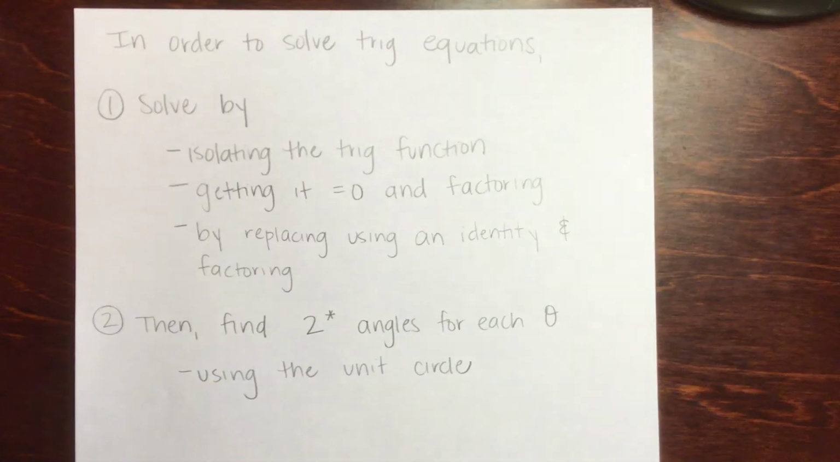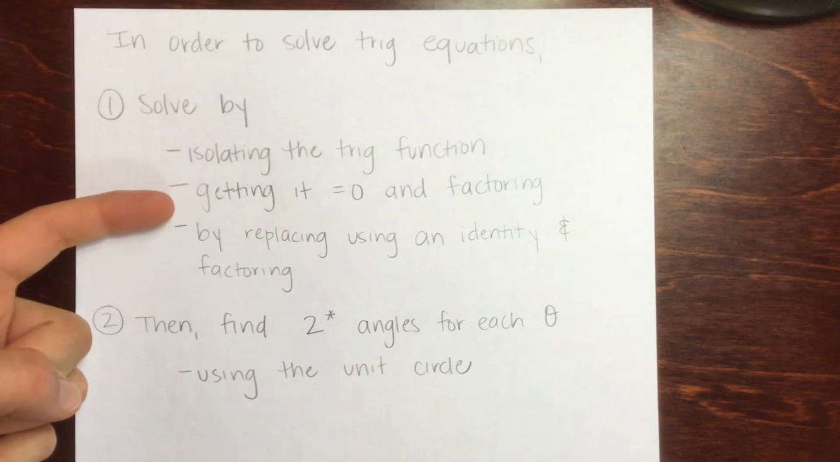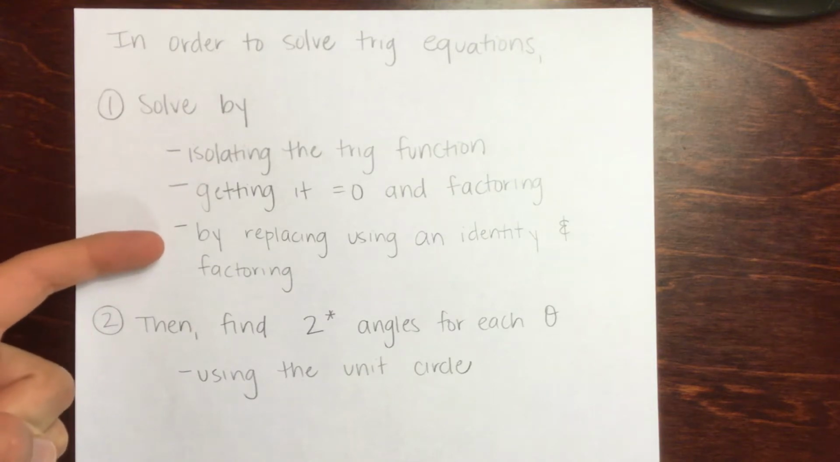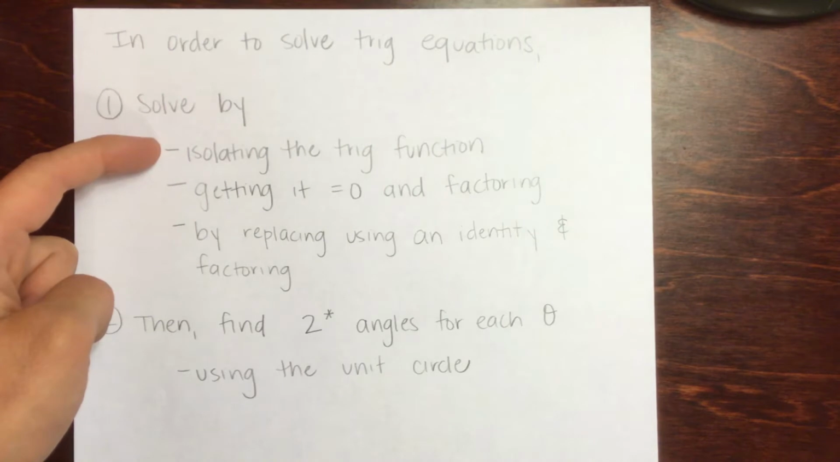This will be our first video in solving trig equations. So how do you solve trig equations? First, you have to solve by either isolating the trig function. Sometimes you need to get it equal to 0 and you'll have to factor. And sometimes you are going to have to use an identity to replace something and then factor. In this video, we're going to focus on the isolation step.